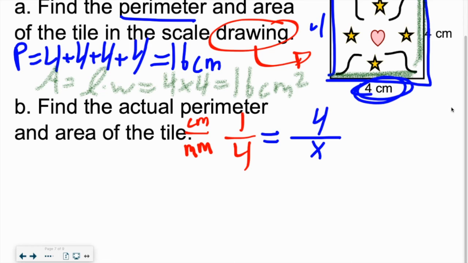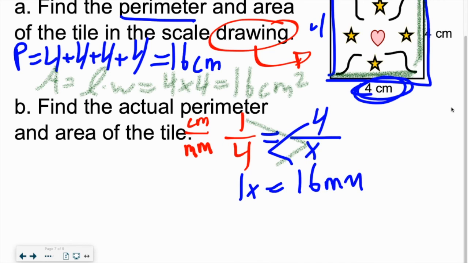And now we can do our lovely cross product where we get 1x equals 16, and matching that label up here from that x on the bottom. So the label with the 4 from the scale was millimeters. Yay! We now know the side is 16. Don't pack up your notes. We're not done. That wasn't the question.